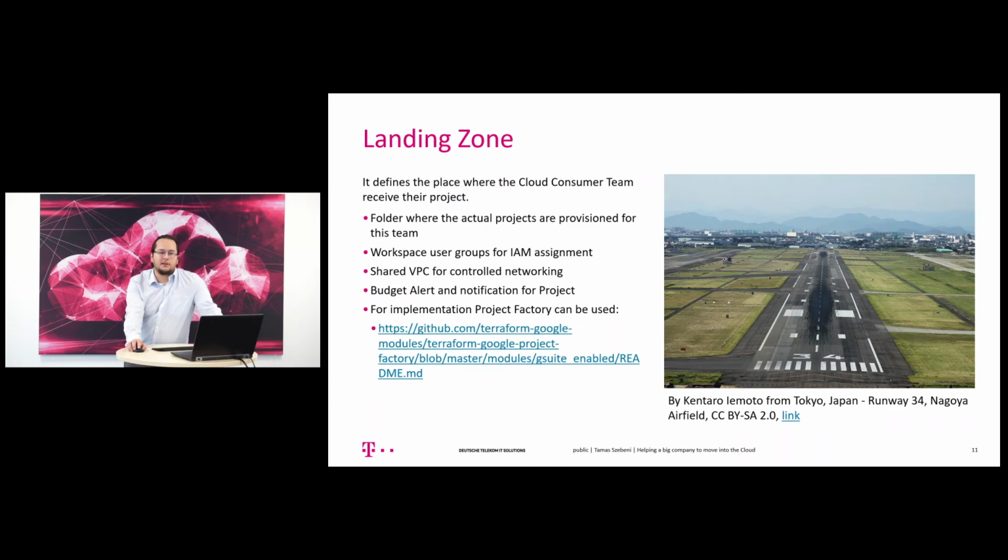On the other hand, the landing zone is the next abstraction. While foundation ensures the controls over all the cloud resources, the landing zone provides the access per team, so the isolation is guaranteed. When implementing a landing zone, usually it means a folder where the projects for the team are provisioned, with IAM access provided to the user group in Google Workspace or Cloud Identity, formerly called G Suite. And that project usually receives a shared VPC for central networking and a budget alert for monitoring. One such Terraform module within Cloud Foundation Toolkit, I have a link here, is the G Suite enabled project factory.